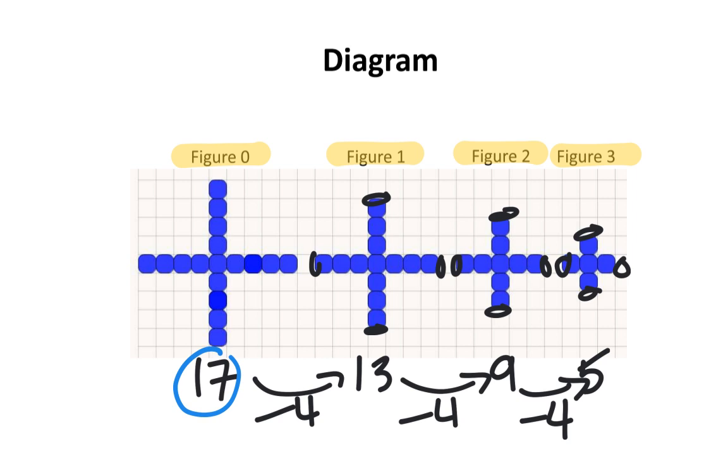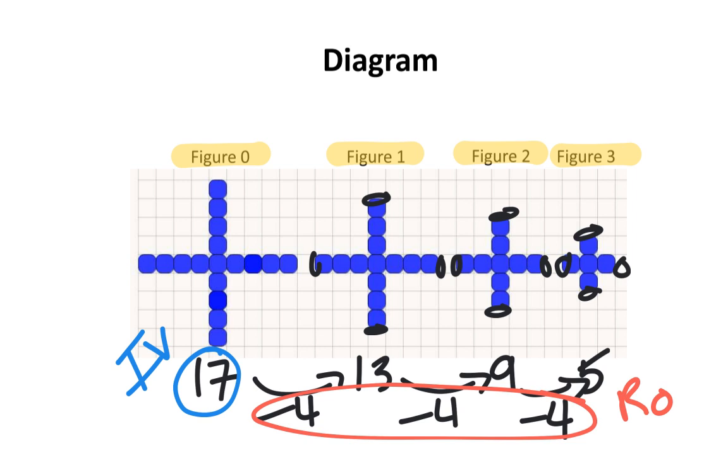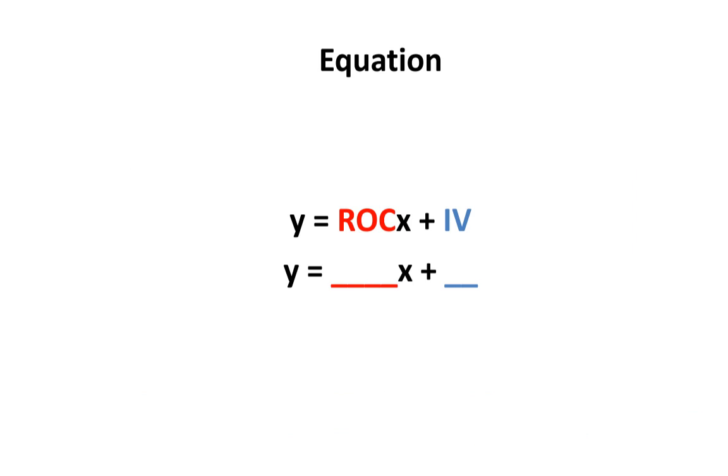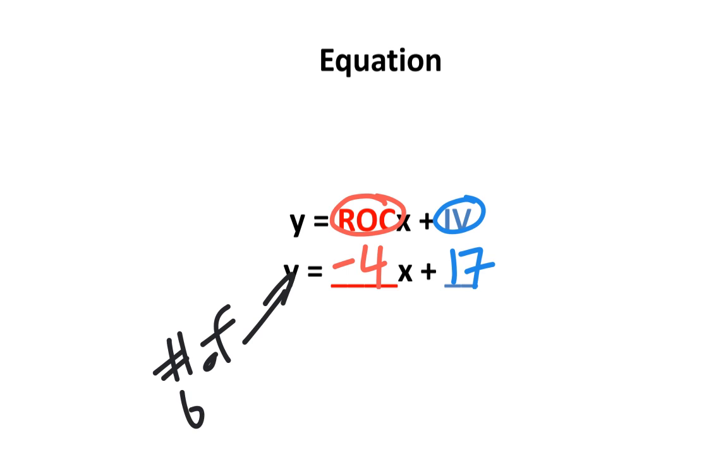Well, the initial value is 17, since that is the initial number of blocks, whereas -4 is going to be the rate of change. We can now represent this pattern with an equation. Instead of writing rate of change, we can write -4. And instead of writing initial value, we can write 17. Therefore, this pattern can be represented with the equation y equals -4x plus 17, where y represents the number of blocks and x represents the figure number.